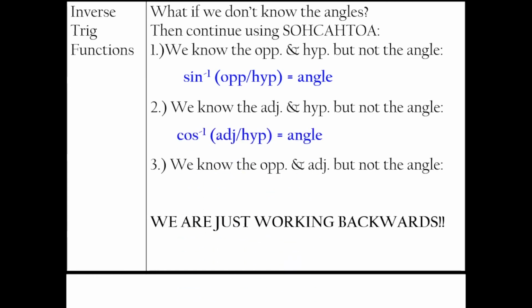Well, we'll just use cosine inverse. So cosine inverse of adjacent over hypotenuse will give us the angle. And lastly, we know the opposite and the adjacent, but not the angle. We just use inverse tangent. Inverse tangent of opposite over adjacent will give us the angle.